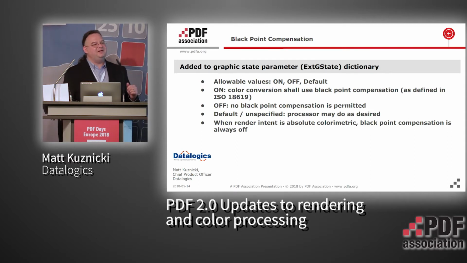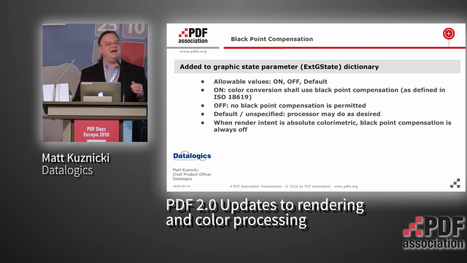So black point compensation is relevant and is specifiable for all render intents except for absolute colorimetric rendering intent, which makes sense, right? In an absolute colorimetric rendering intent, you want source and destination values to be mapped as exactly as possible. You actually are choosing to have that clipping happen if there is a source black that is richer than your destination.